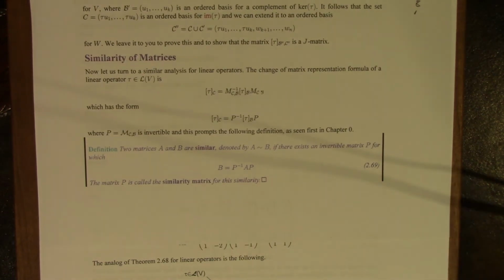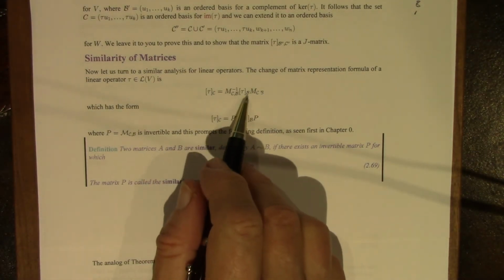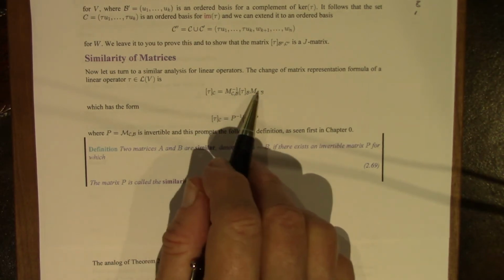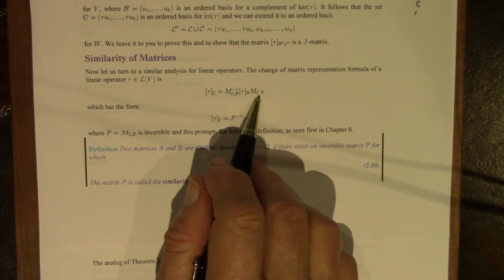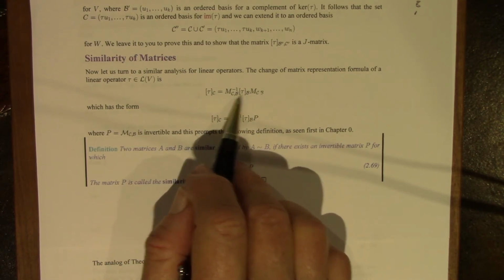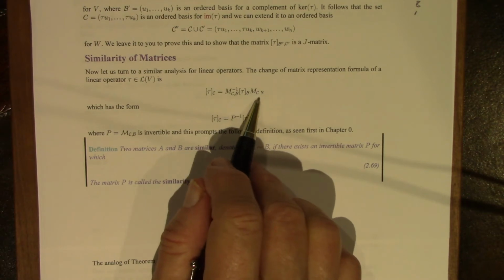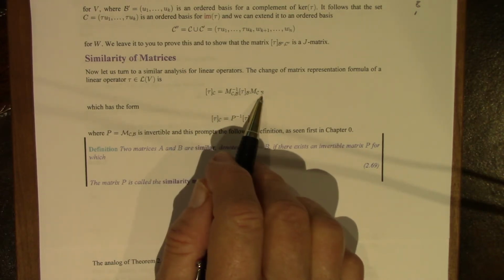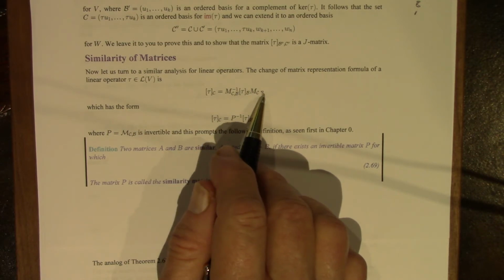Let's try a similar analysis for linear operators. The change of matrix representation now looks like this. The two outlying matrices here are now related by being inverses of each other. The matrix M_CB is called the similarity matrix for this similarity relation. I think I mentioned that before. Hopefully I did.